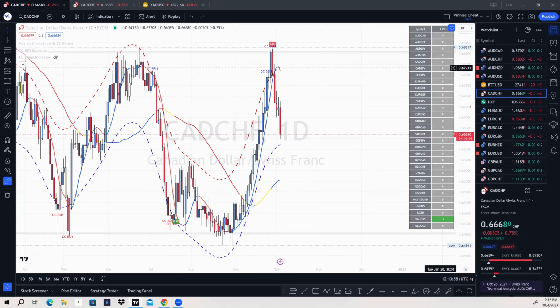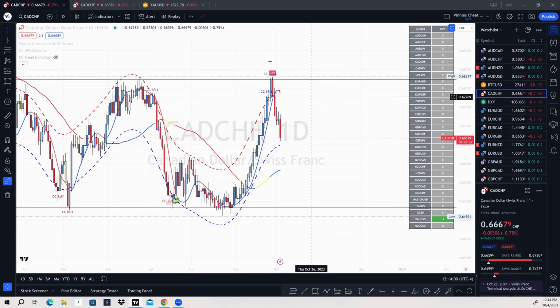Came up here. We're going to get a reversal. We got that reversal. Let's say you missed this entire move, okay? But there's still going to be some more down movement on CAD CHF. So what do we want to do?